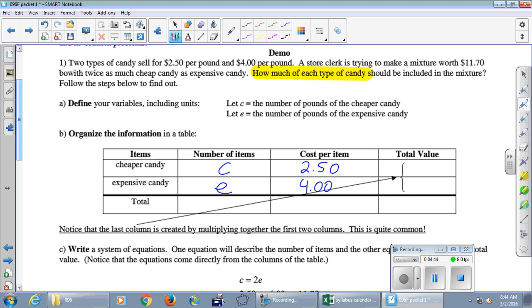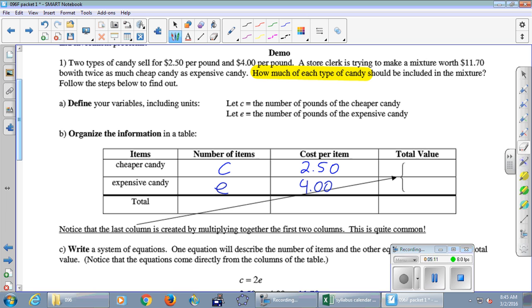Oftentimes, you're given information about the total mixture. In this case, the total number of pounds of candy is not given. In some other problem, it might say you have 10 pounds altogether, and you would just put a 10 here. But it's not given in this problem. The total cost per item, also not given in the problem. In some problems, it might say you want, on average, the stuff to cost $3 a pound, and you put a 3 down there, but it's not given.